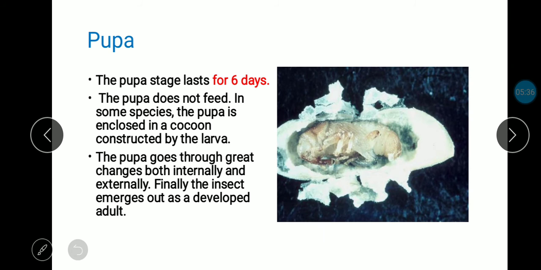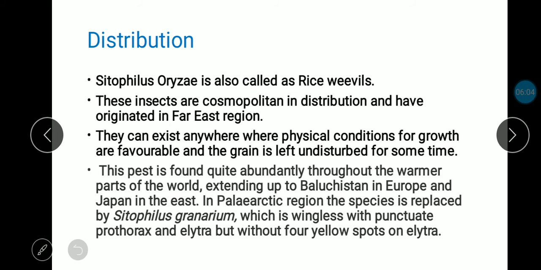The next stage is the pupal stage. This stage lasts for 6 days. The pupa does not feed. In some species, the pupa is enclosed in a cocoon constructed by the larva. The pupa goes through great changes both internally as well as externally. Finally, the insect emerges as a developed adult.